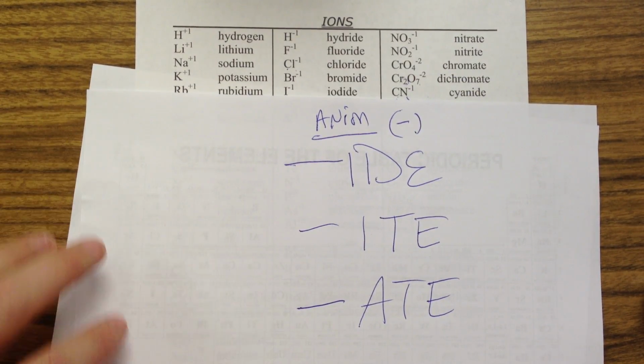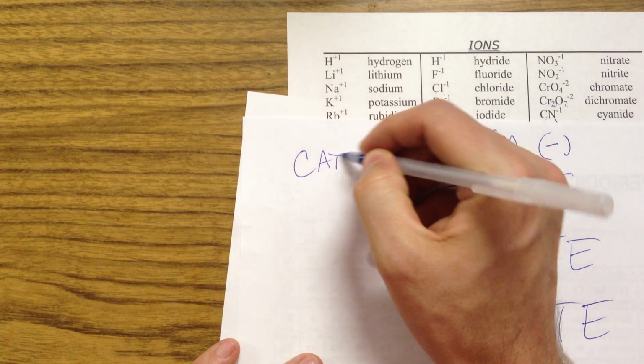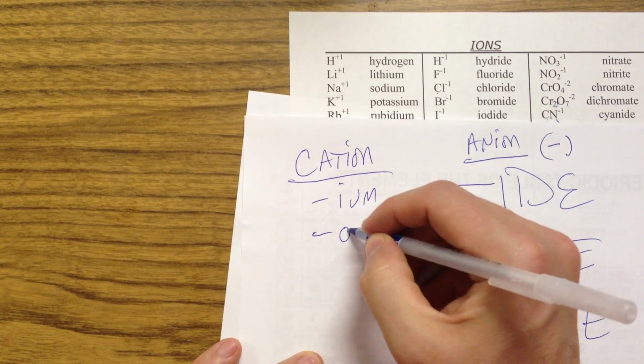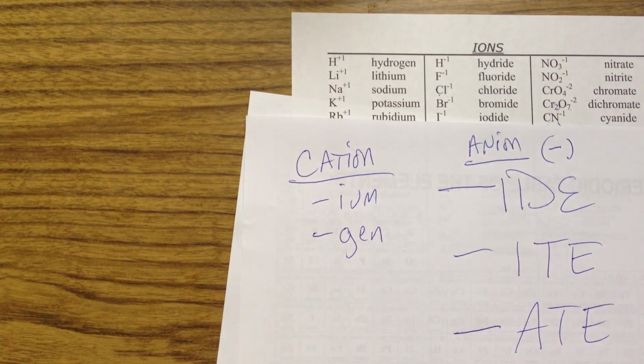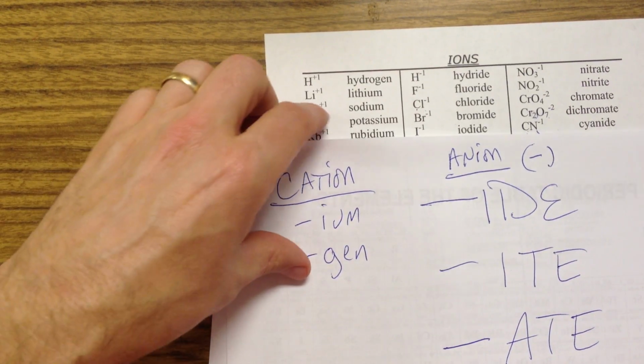The cations, in general, will have endings like IUM or GEN. There may be a couple others, but those are the main ones. So that is a general introduction.